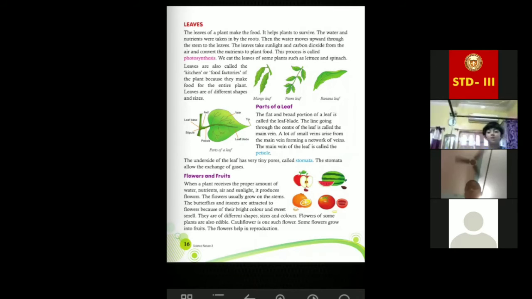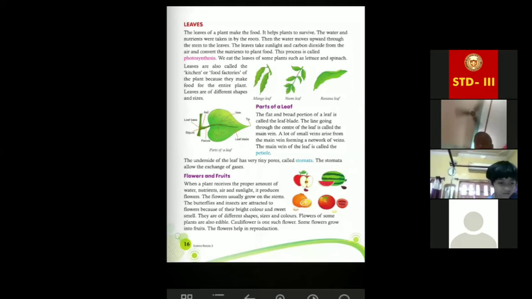But have you ever thought about where the plants get their food? The plants make their food inside their leaves, inside their green leaves. And as we make our food in our kitchen, so plants are making their food in the leaves. This is why leaves are called the kitchen or food factories of a plant, because they make the food for the entire plant. Now, what is photosynthesis?